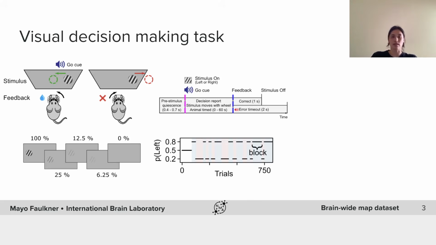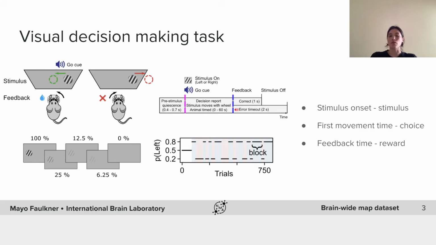There are 3 task events that I want to highlight. The first is stimulus onset, so this is the time at which the visual stimulus appears on the screen. The second is first movement time. This is the time at which the mouse initiates a wheel movement in order to move the stimulus beyond threshold. And the third is feedback time, the time at which the mouse either receives a reward or an error tone depending on the outcome of the trial.